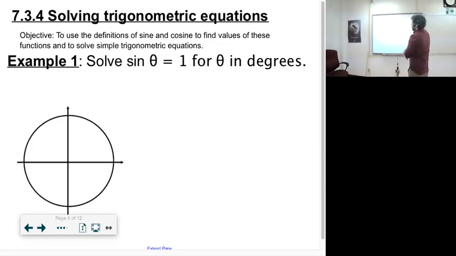Okay, guys, today for the asynchronous lesson, we're going to jump into finishing section 7.3. We're going to get into solving our first trig equation. Some of you might not think of this as an equation that we're solving, but it is. So the question is saying solve sine theta equals 1 for theta in degrees.